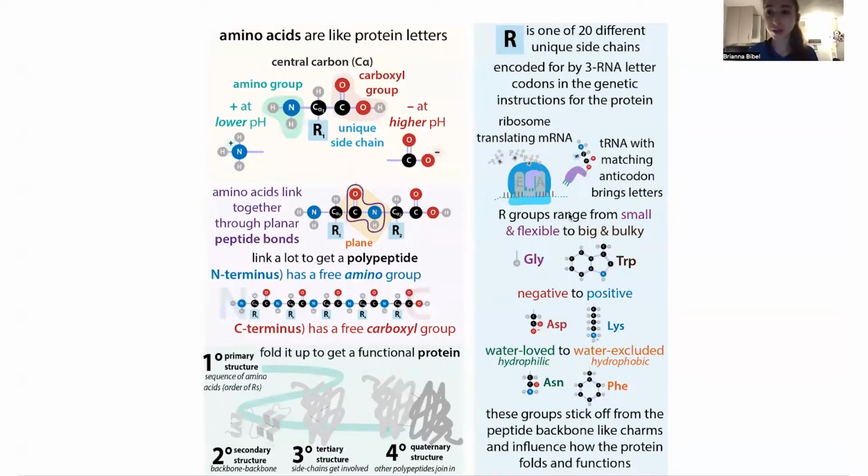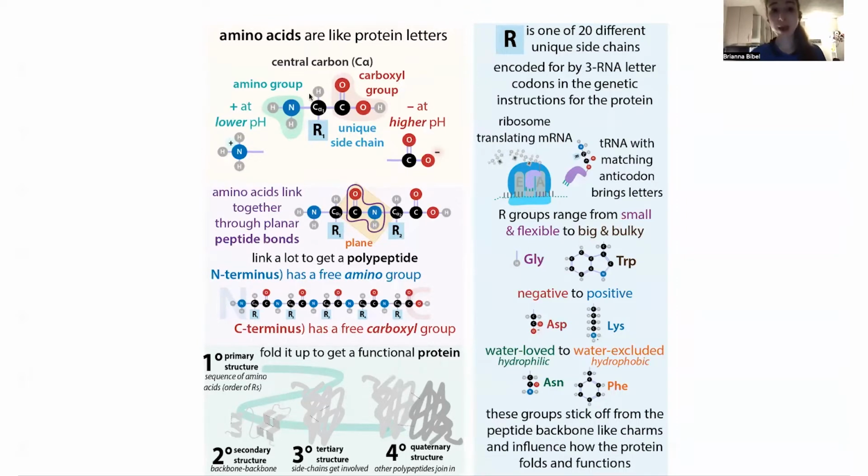Those properties are going to influence how the protein folds. And this is why different proteins have different properties and different functions, because they have different sequences of amino acids, and those amino acids have different side chains and different properties. But what we're going to talk about today is the part that makes them all similar. And this is going to be that generic backbone.